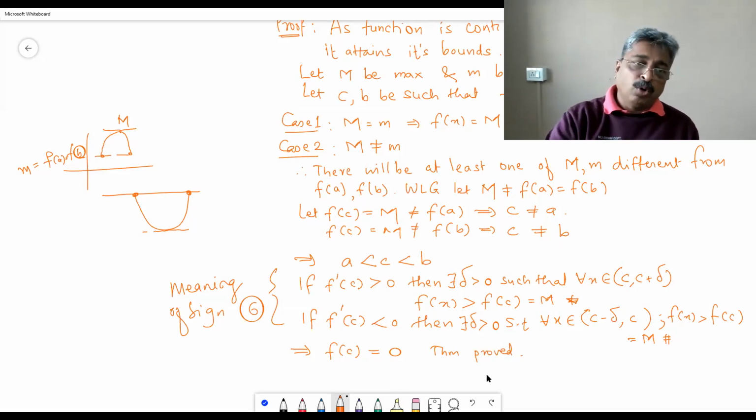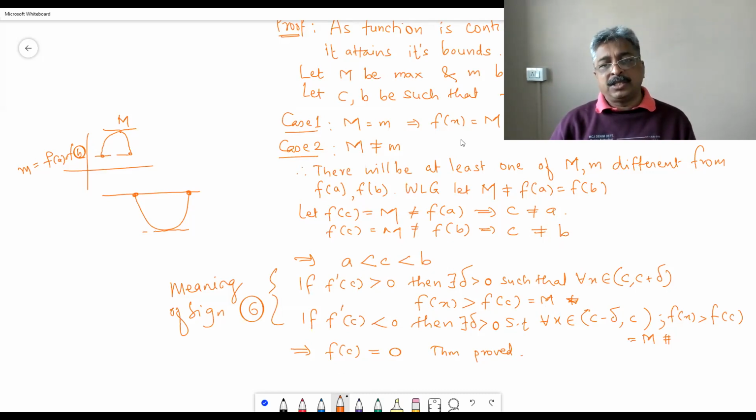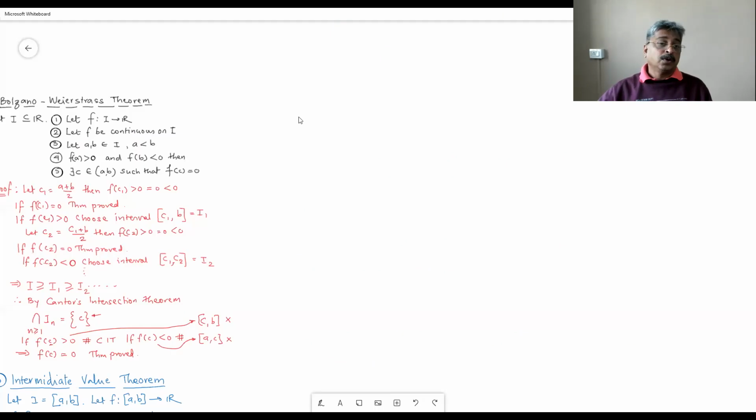I think it is simple. The only complication here is to catch hold of that point C where either the maximum or minimum is happening, and it is other than a, b. That is the only complication which we should clearly write. Okay, write down the proof. Okay, let us do some examples.